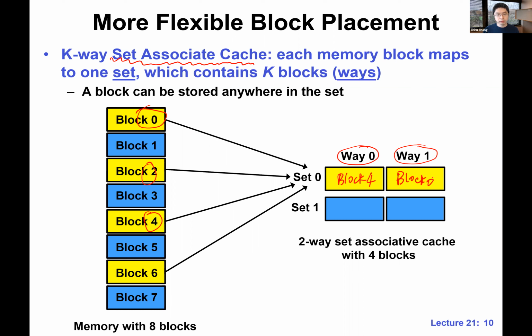This gives us some extra flexibility. But of course, in this configuration we have to search 2 ways at the same time. When we want to find a match, we need to compare tags, and we need to search both ways at the same time. Is it clear how this roughly works? Of course, I'm going to give you more concrete examples. But the key idea here is that we are mapping the memory blocks into the cache set, which is a collection of cache blocks.